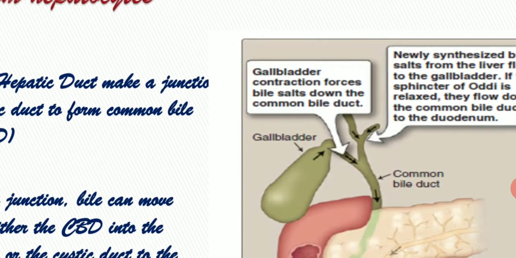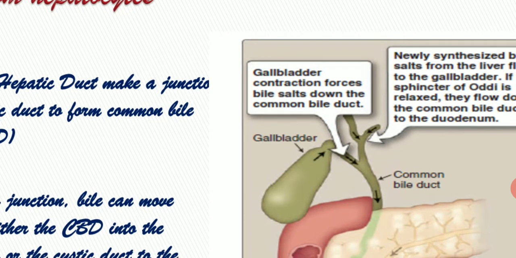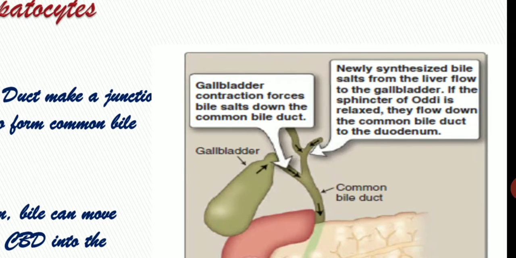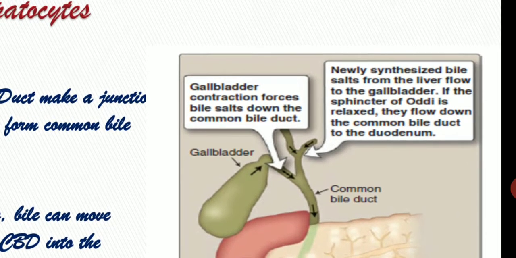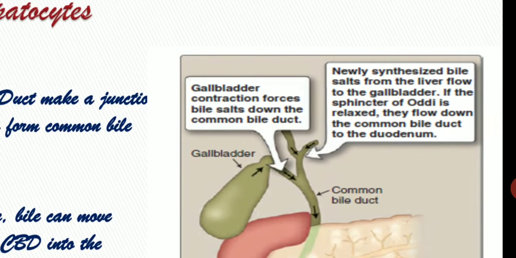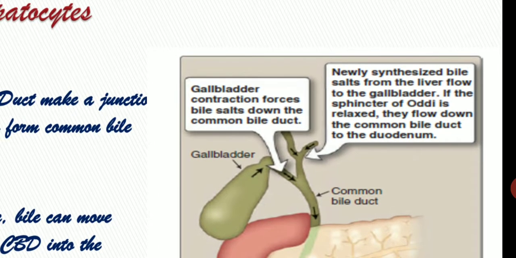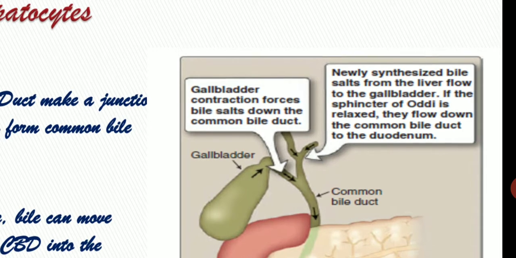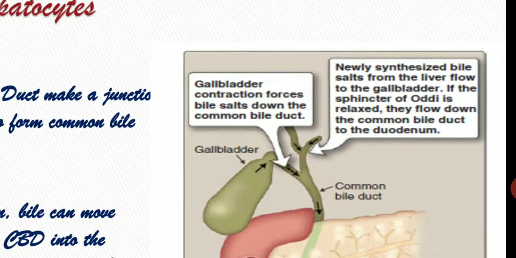So the gallbladder contraction forces the bile salts down the common bile duct, and newly synthesized bile salts from the liver flow to the gallbladder. If the sphincter of Oddi is relaxed, then bile flows down the common bile duct to the duodenum.